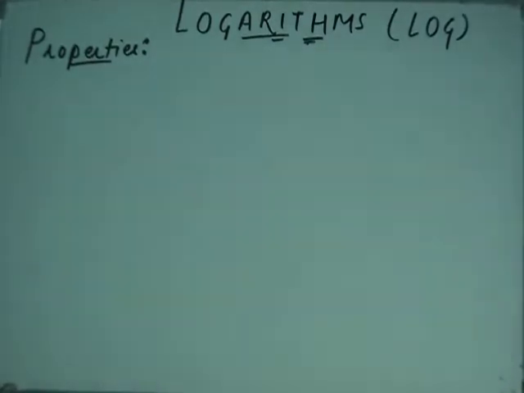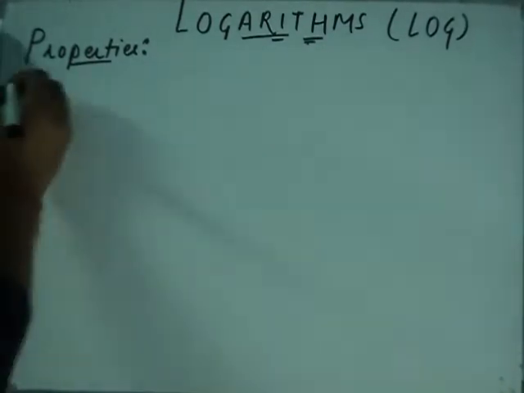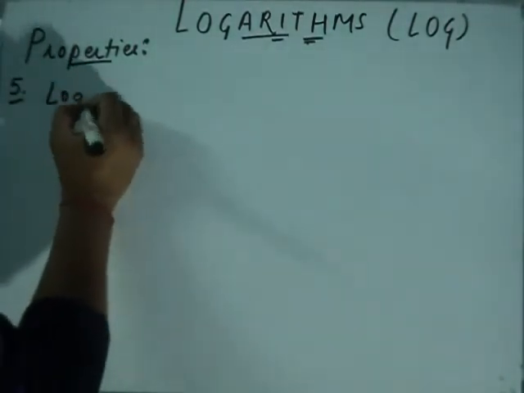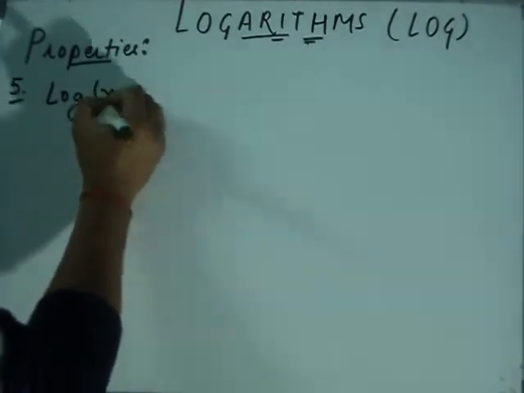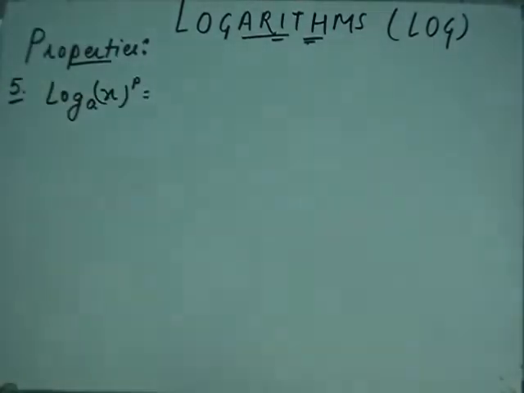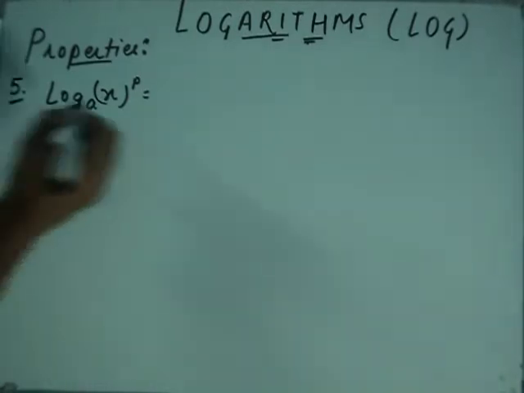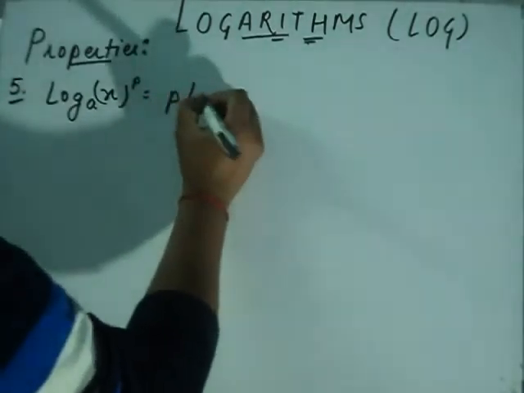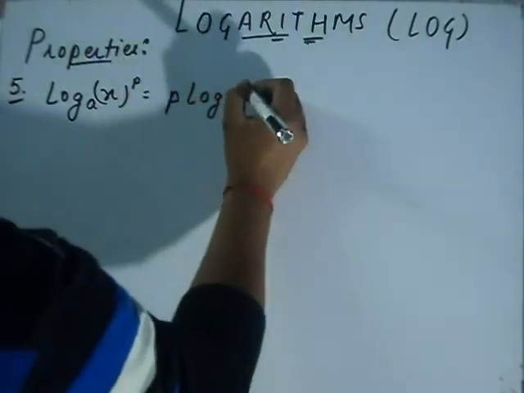My fifth property is log base a of x to the power p. In this case, here p goes to the front, like p log a x.